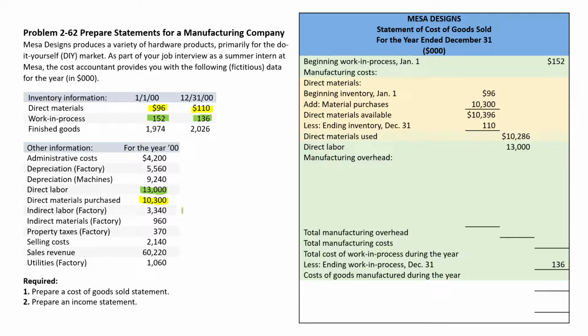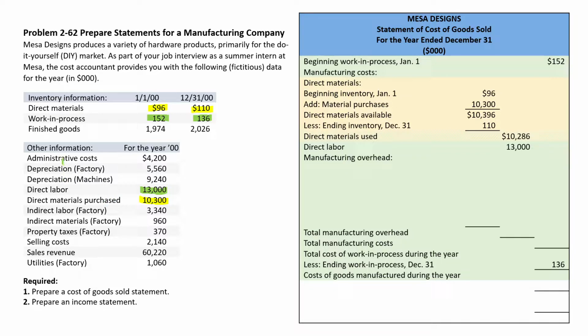Well, they don't give us manufacturing overhead directly here, but they give us some different categories of costs that fit within manufacturing overhead. Remember, manufacturing overhead is any other manufacturing cost that's indirect. So things like indirect materials, indirect labor, and any other cost related to manufacturing that is not direct. So I'm going to go through my list here.